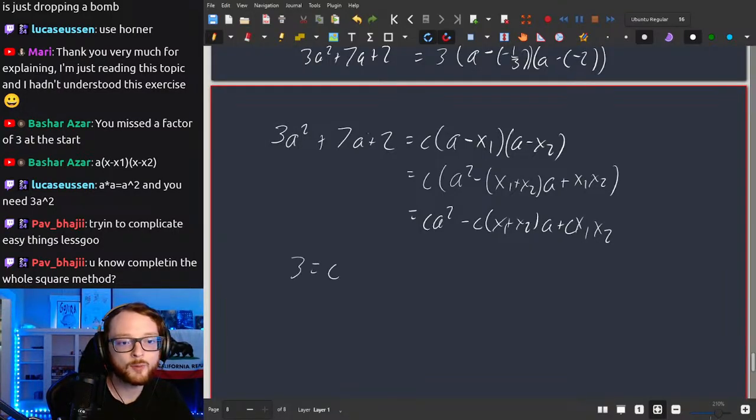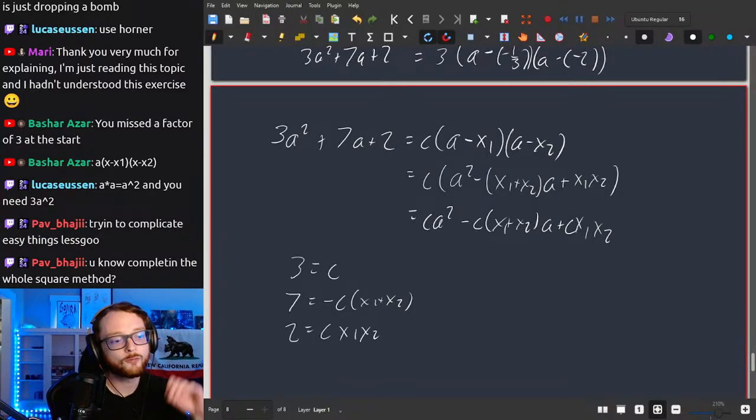And we can make the same argument about the a's. The 7 here should be the same as the minus c x1 plus x2. And finally, the constant 2 should be the same as the c x1 x2. And so this is a system of equations that you could solve with substitution. We already know that 3 equals c off the bat, so we could plug that in.